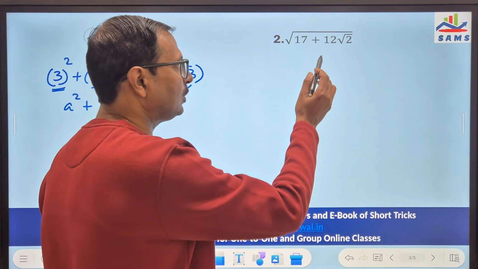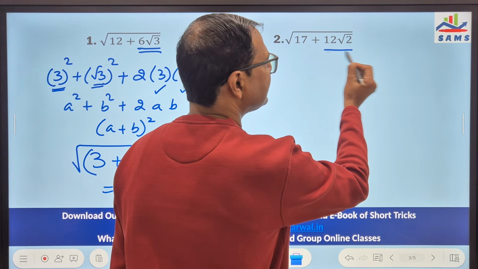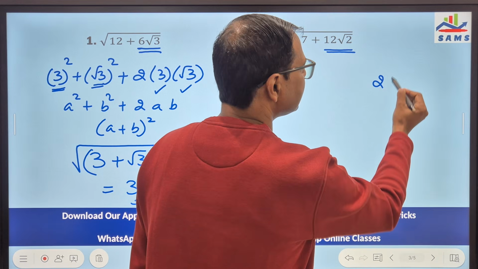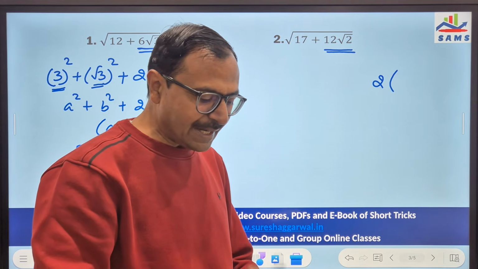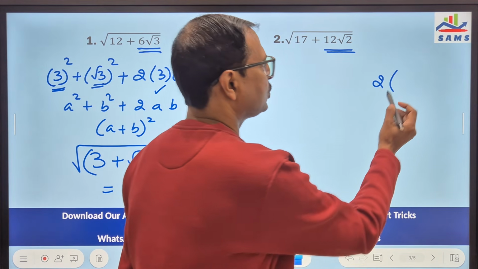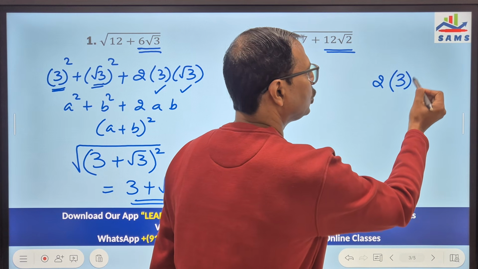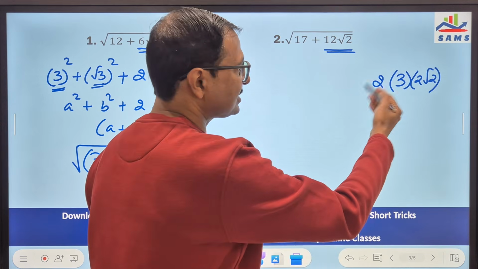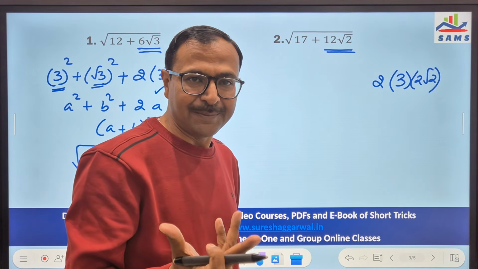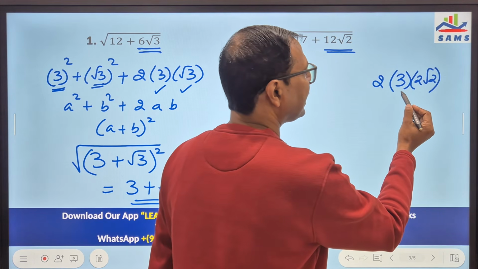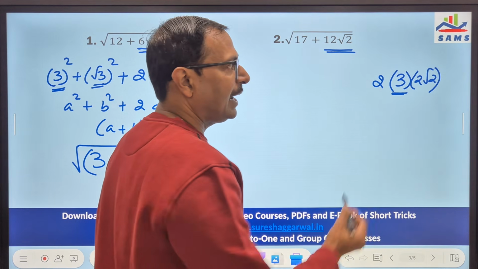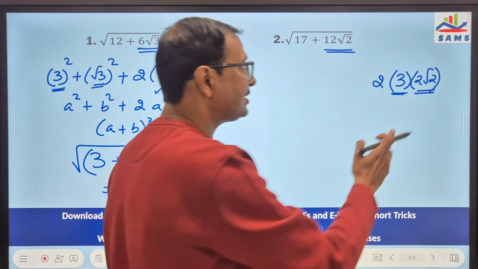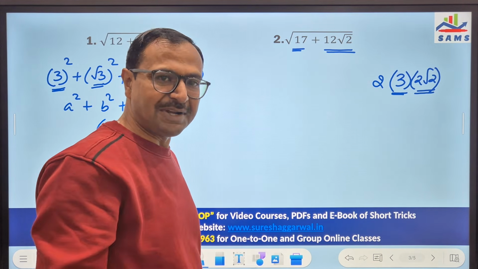17 plus 12 root 2. Now 12 root 2 here can be broken down as 2 times 6 root 2. Now that 6 root 2 is actually 3 times 2 root 2, and that is the only way I can break it, because 6 is 3 into 2 or 2 into 3. And why did I write it like this? 3 square is 9 and 2 root 2 square is 8. So 9 plus 8, 17. See, we have a 17 here.